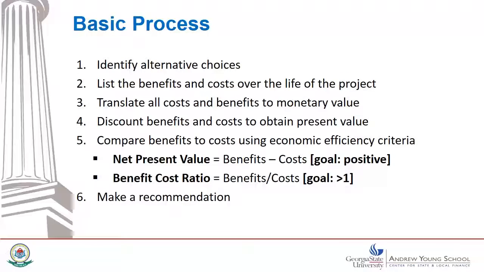The basic process is to first identify the alternative choices, such as to start a new clinic or to save the money. Second, list the benefits and costs over the life of the project, as we just did in the last example. Third, translate all the costs and benefits to monetary values as we showed. Fourth, since a decision is made today with the costs and benefits flowing over several years, we have to discount benefits and costs to obtain the present value. Calculating present value is part of the time value of money that is covered in a separate course module.